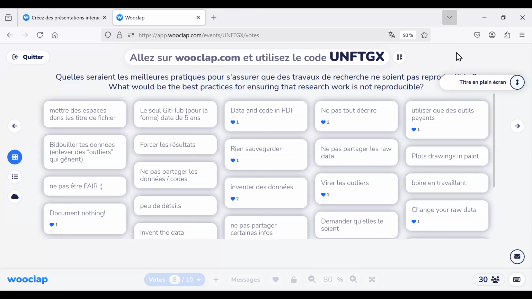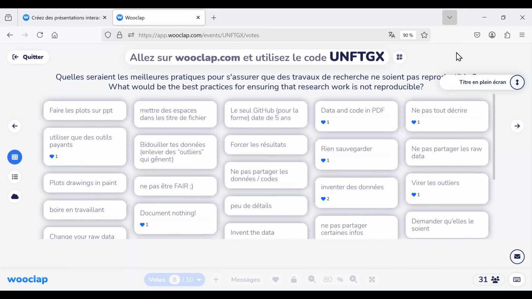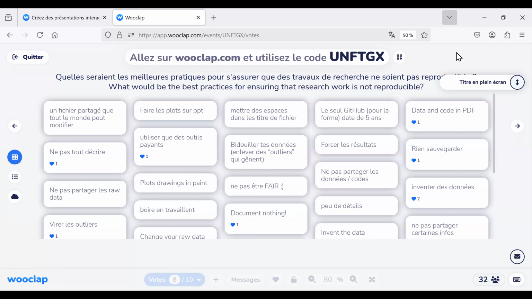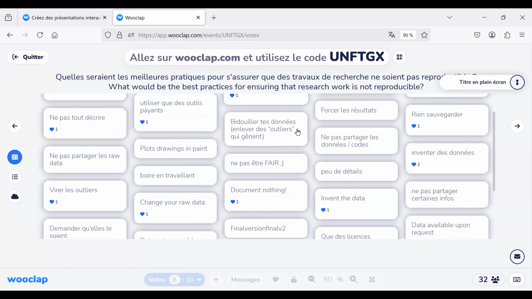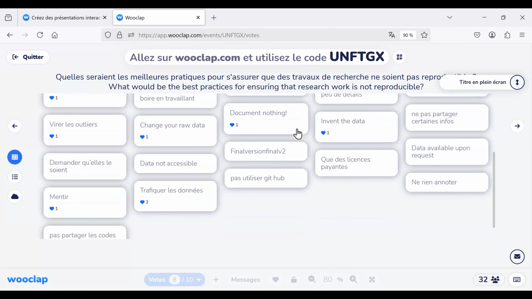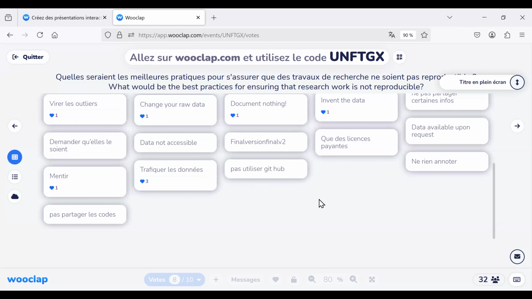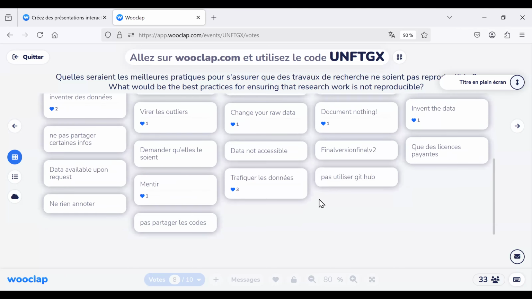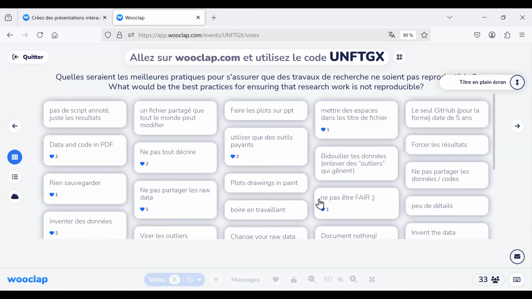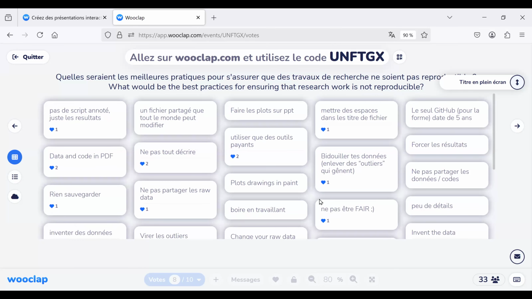Boire en travaillant, alors je déconseille fortement. Document nothing, malheureusement, on le voit beaucoup. Mettre des espaces dans les titres de fichiers, c'est bien. Quelqu'un a suivi ce que j'ai dit. Ne pas utiliser GitHub, ne rien annoter, pas partager les codes. Data et code en PDF. Alors, le code en PDF, ça, c'est magnifique. Ça, c'est parfait.